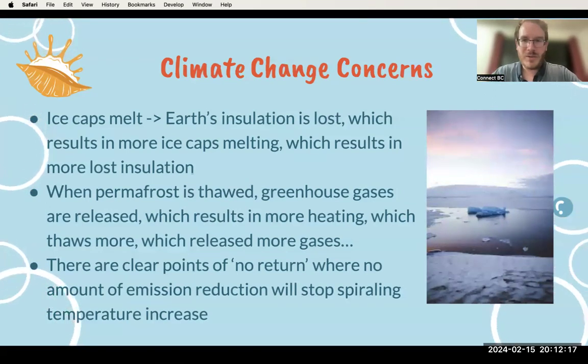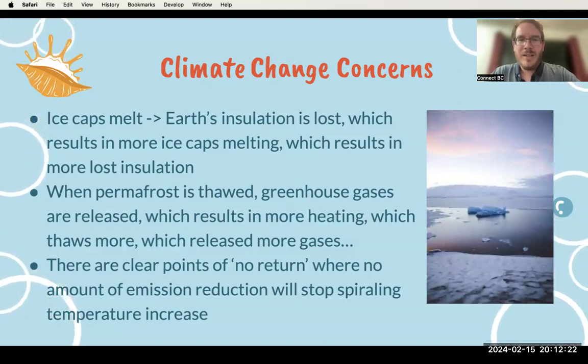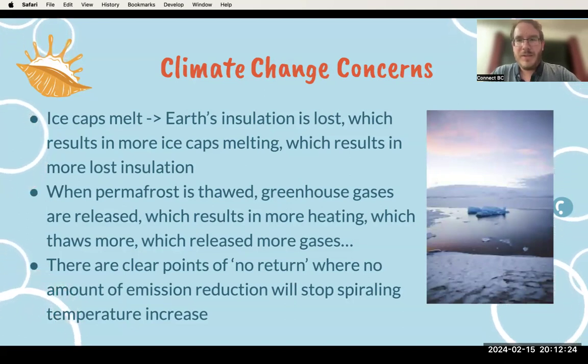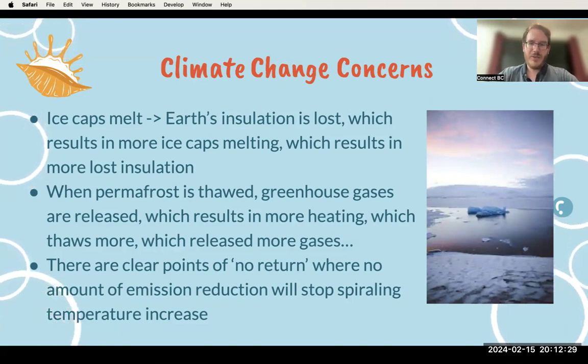It just spirals out of control. Positive meaning it just keeps getting worse and worse, not that it's a good thing. Yeah, and so the more melting we get, the more it can spiral out of control.